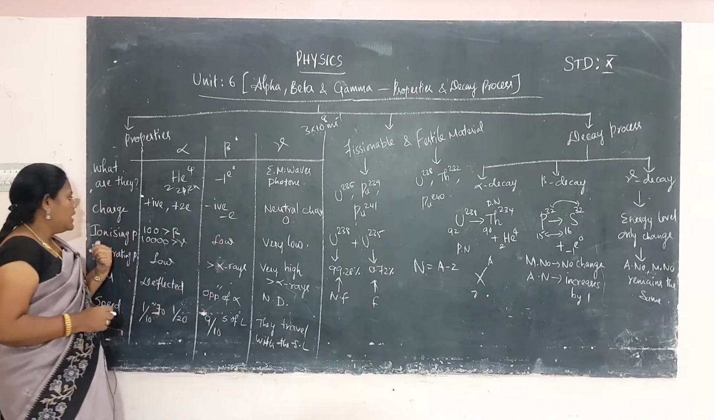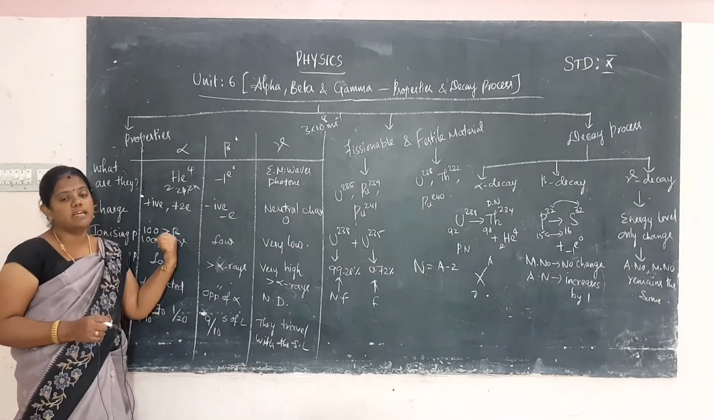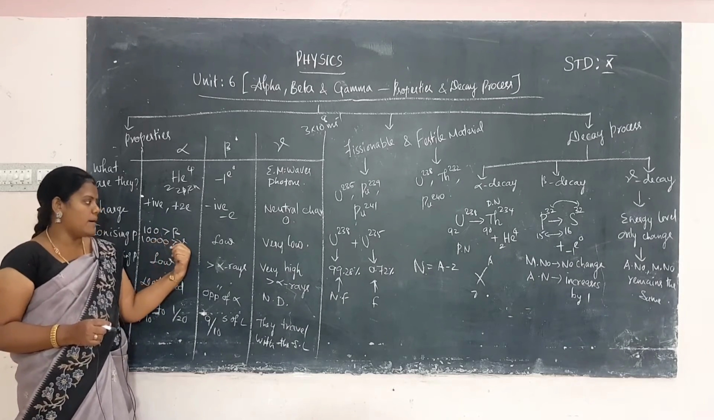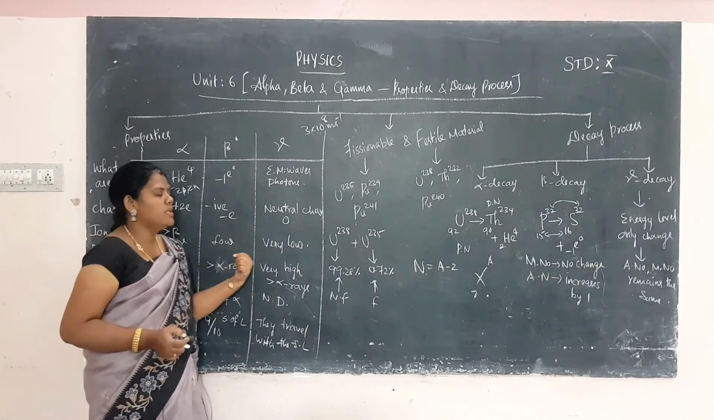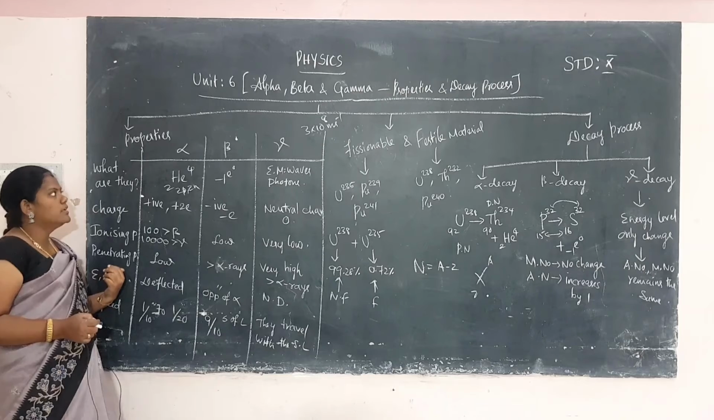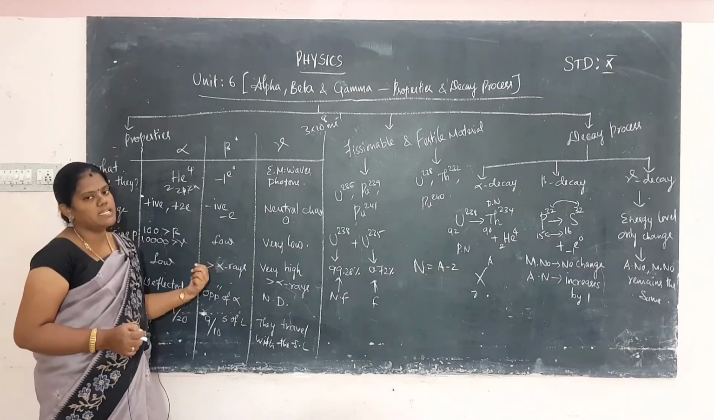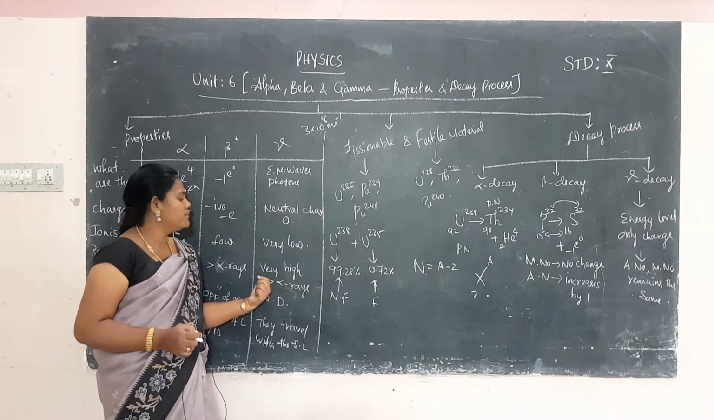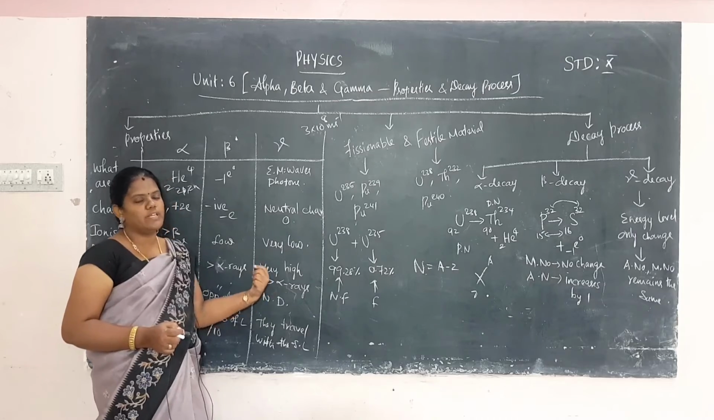Then ionizing power: alpha has ionizing power about 100 times greater than beta rays and 10,000 times greater than gamma rays. Compared to alpha rays, beta rays have low ionizing power, and gamma rays have very low ionizing power. Then the penetrating power of alpha rays is low, the penetrating power of beta rays is greater than that of alpha rays, and gamma rays have very high penetrating power, greater than that of the alpha rays.